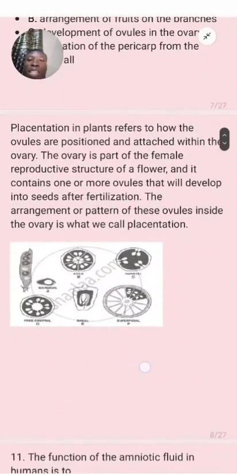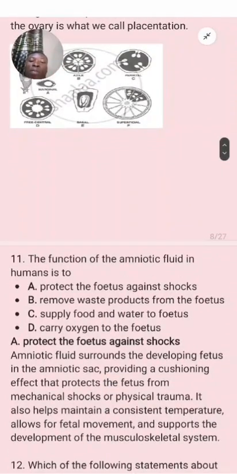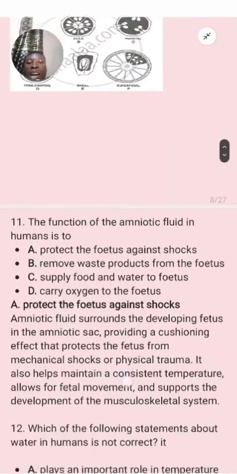And if you look at it, you can see axile placentation there, represented as B. You can see that we can find examples like tomatoes. And if you look at parietal, which is C, something like cucumber, and many others. Then they say that the function of the amniotic fluid in humans is to dash.